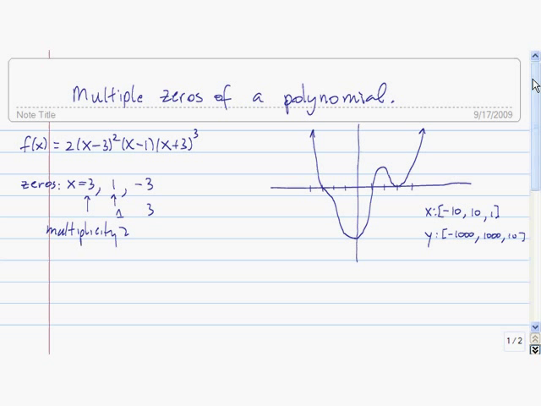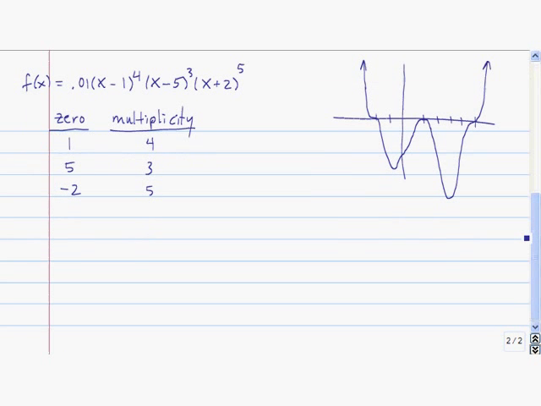Let's look at another graph. So for this function here, the zeros are 1, 5, and -2. And here are the multiplicities. So the zero of 1 has multiplicity 4, 5 has multiplicity 3, -2 has multiplicity 5. So let's take a look at the zero at -2. It's right here. We see that the graph pierces the x-axis, but it starts to flatten out a little bit right there on the x-axis.